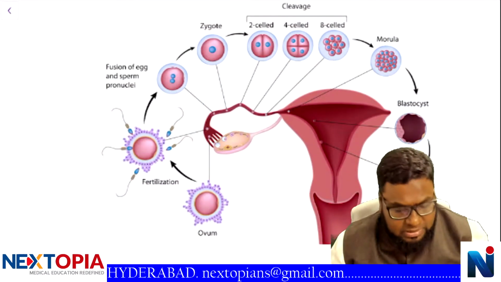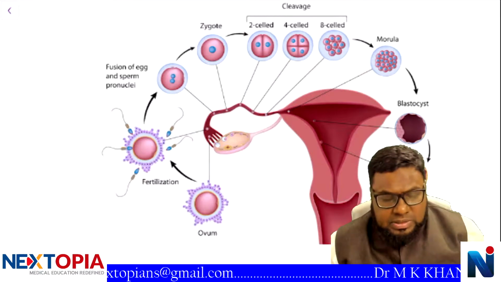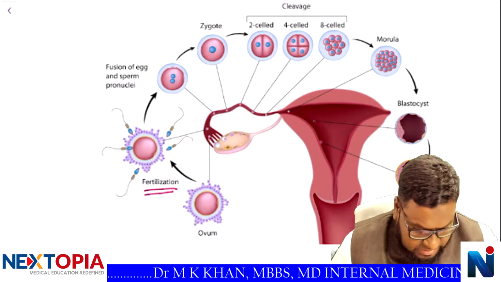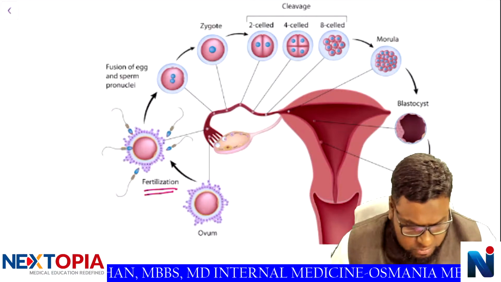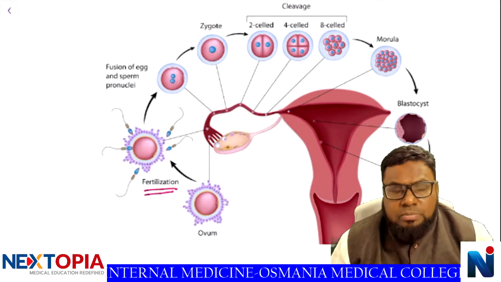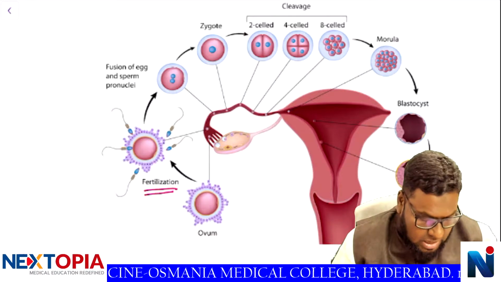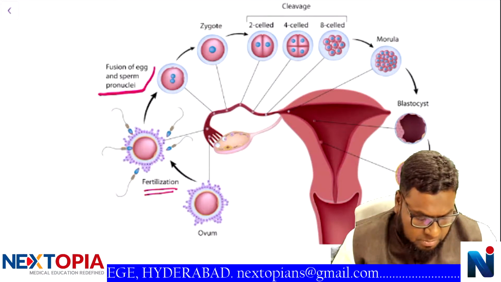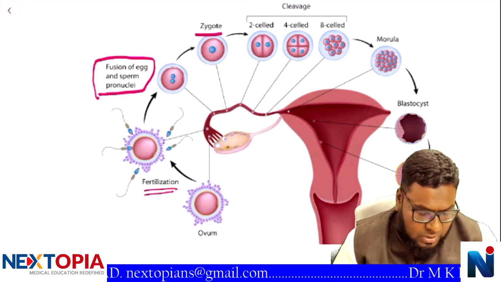So in today's class, we'll talk about fertilization. We'll see how sperms fertilize this released ovum, and then how the sperm fuses with the egg to form what is known as the sperm pronucleus. Then the zygote is formed.